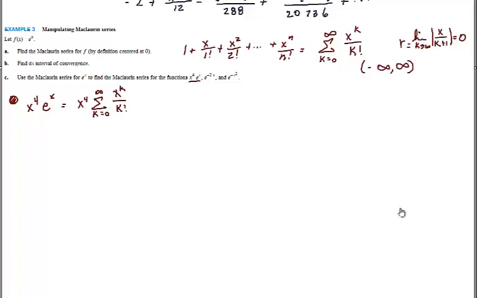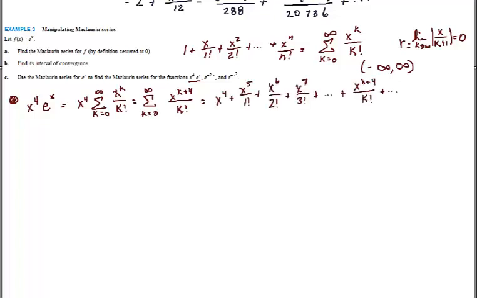So in combining this into my power series, which I can do by those theorems that we looked at earlier having to do with the properties, this is going to just be the sum from k equals 0 to infinity of x to the k plus 4, because I add exponents when I multiply, over k factorial. And then I'm going to write down what this will look like. Alright, that's what that one looks like.